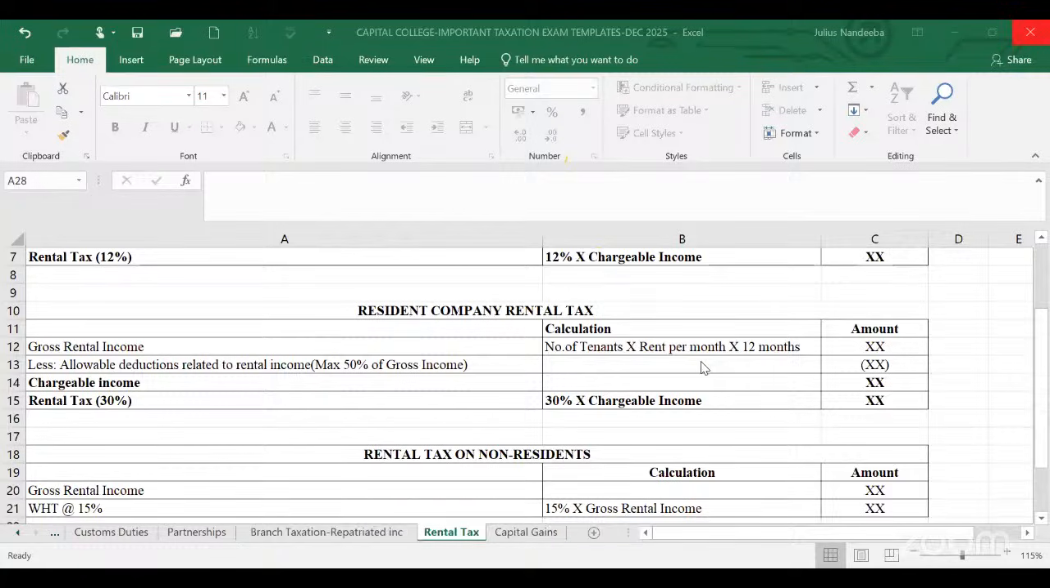It comes as property income. It does not come as rental income, because rental income is for the properties in Uganda. That is land or buildings. Okay.